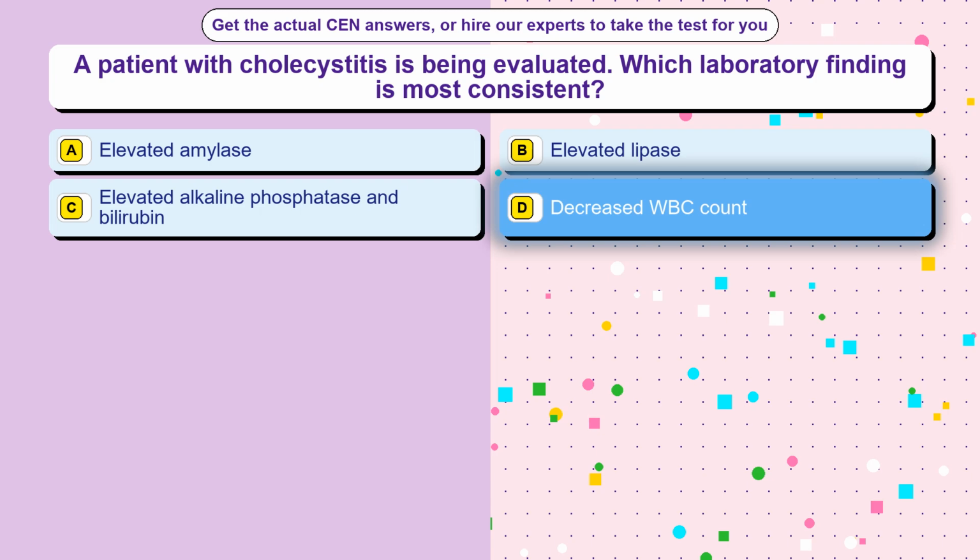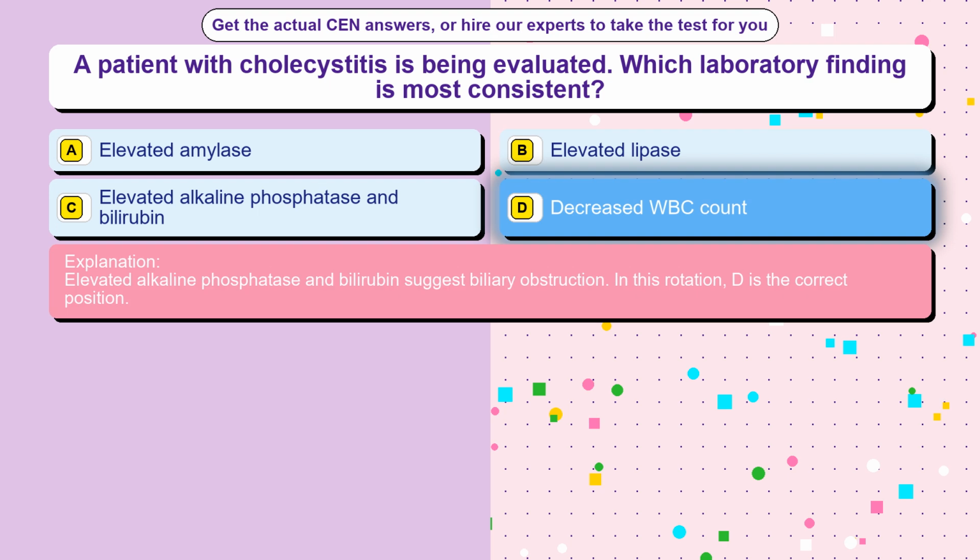The correct answer is option D. Decreased WBC count. Elevated alkaline phosphatase and bilirubin suggest biliary obstruction. In this rotation, D is the correct position.